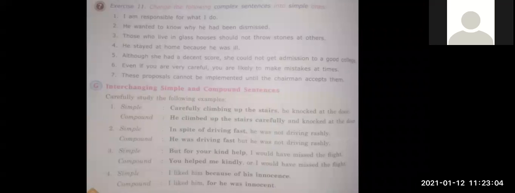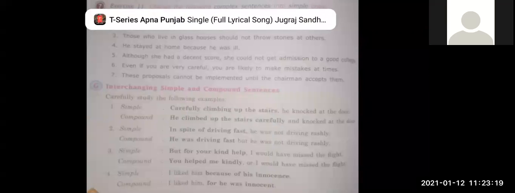So what we are going to do now, we are going to practice, we are going to learn how to interchange a simple sentence into a compound sentence, right? Without changing its meaning, we just need to change only the formation of the sentence. See the first sentence, an example that is a simple sentence.